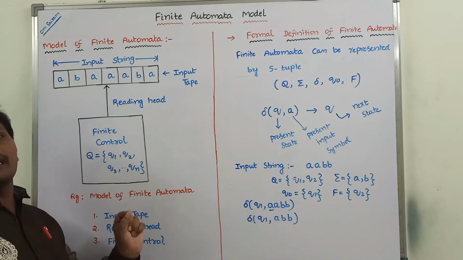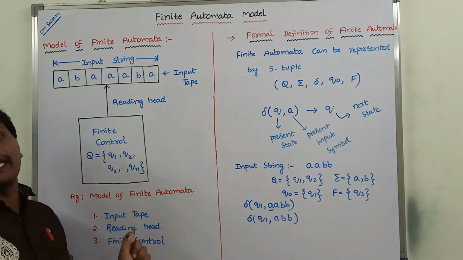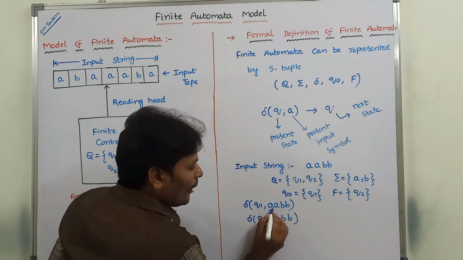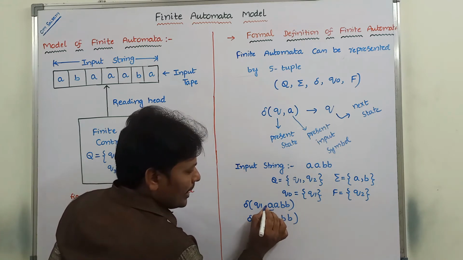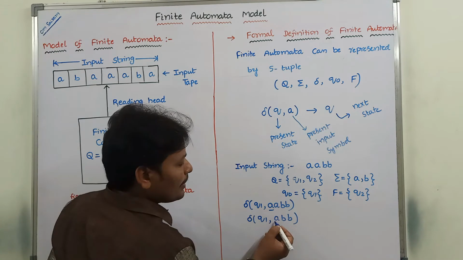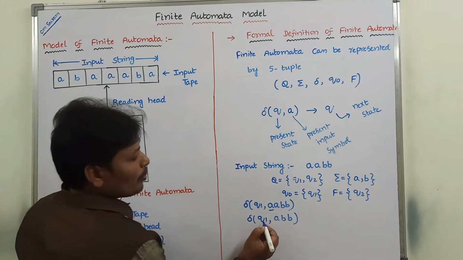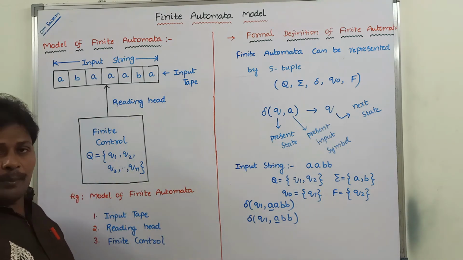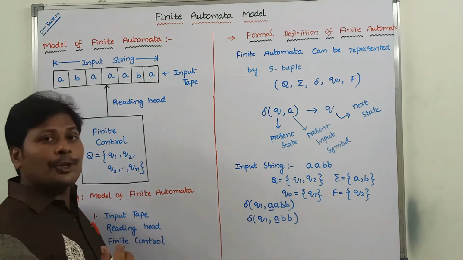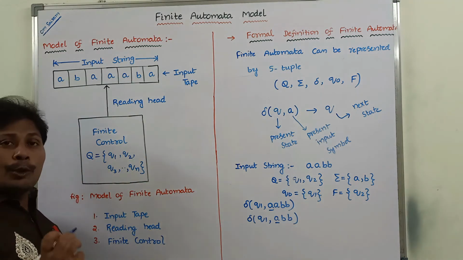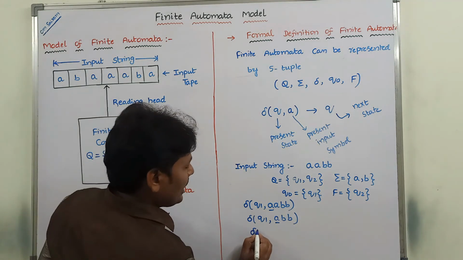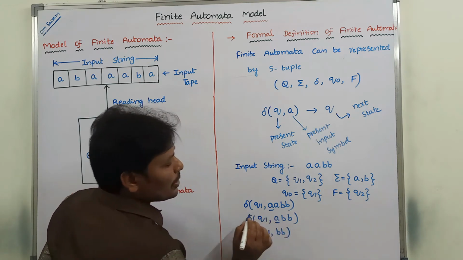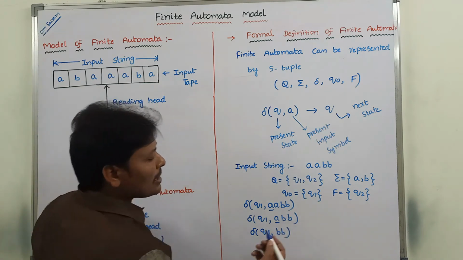Assume that Q1 with input symbol A goes to only the Q1 state. Next, after reading this input symbol, the remaining input symbols are ABB. Now the present state is Q1 and the present input symbol is A. Assume that Q1 with A goes to only the Q1 state. So delta of Q1 comma BB. After this input symbol is read, the remaining input symbols are BB.